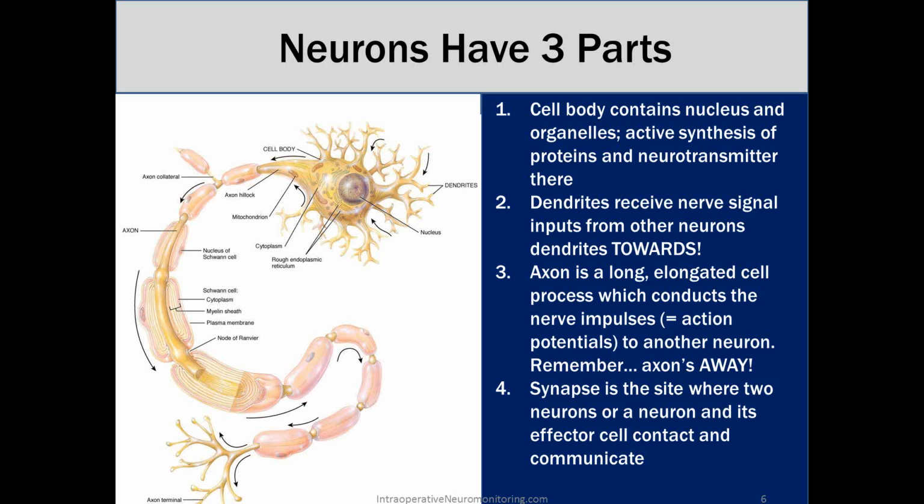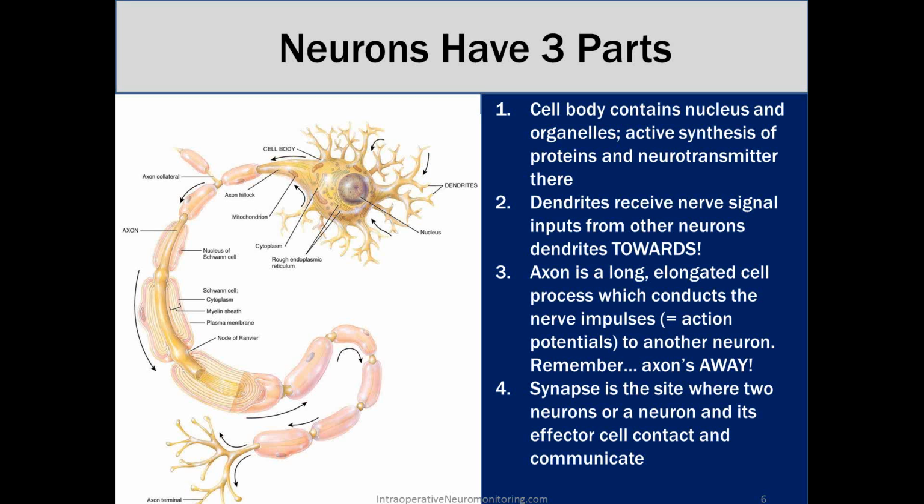Now that was neuroglia. This is the neuron itself. For all basic purposes, it has three parts. The first and easiest to identify is the cell body. That contains the nucleus, which is in the center here. This cell body is also called the soma. This activates synthesis of proteins and neurotransmitters there. There's a whole lot that you can go into with the ribosomes and all that kind of stuff and how the cell survives. I don't think you probably need to know it in that detail for the CNIM.